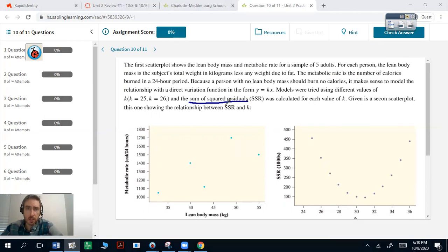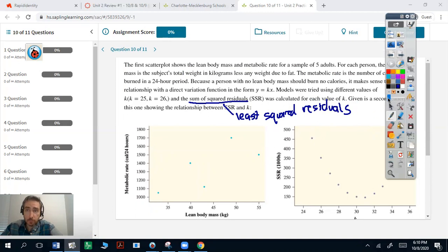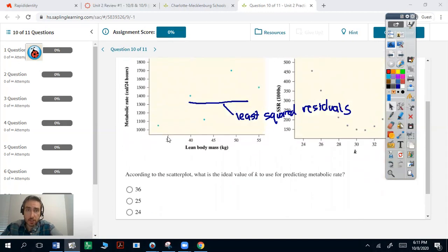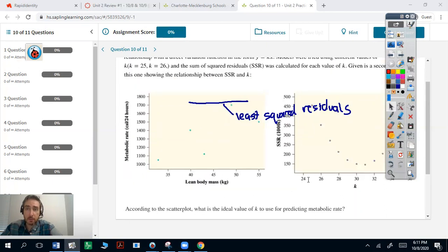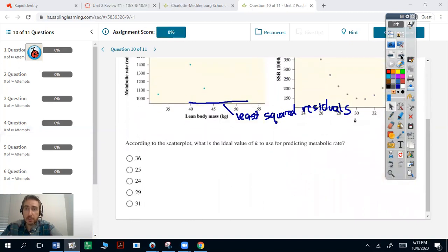The whole purpose of a least squares line is to minimize the sum of the squared residuals. That is what a least squares line does. So let's look at the scatter plot. It says, according to the scatter plot, what is the ideal value of k to use for predicting metabolic rate? Well, this scatter plot does not help me. This is just the points. But let's look at the second one.